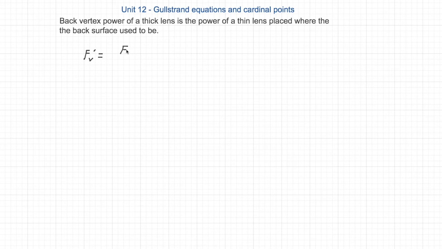And you can use that actual physical location then to know what the distance is to the focal point on the same side. That's called the back focal length. So the back vertex power formula is equal to F over 1 minus CF1. So F is the equivalent power of the thick lens. That's the power with respect to the principal plane.